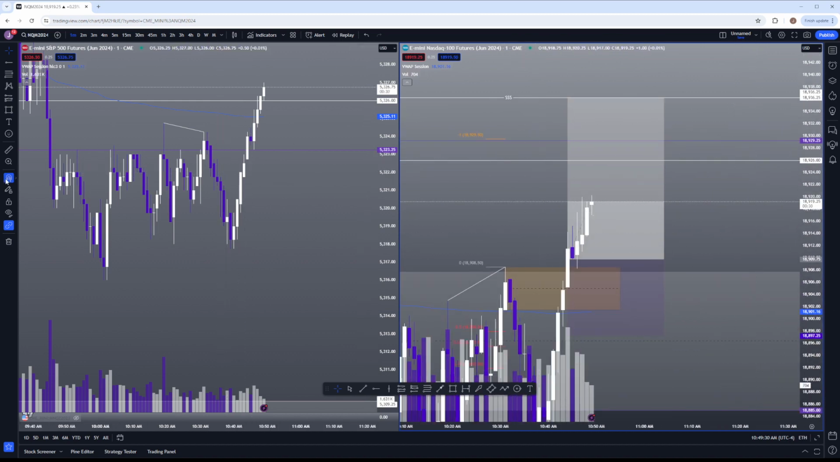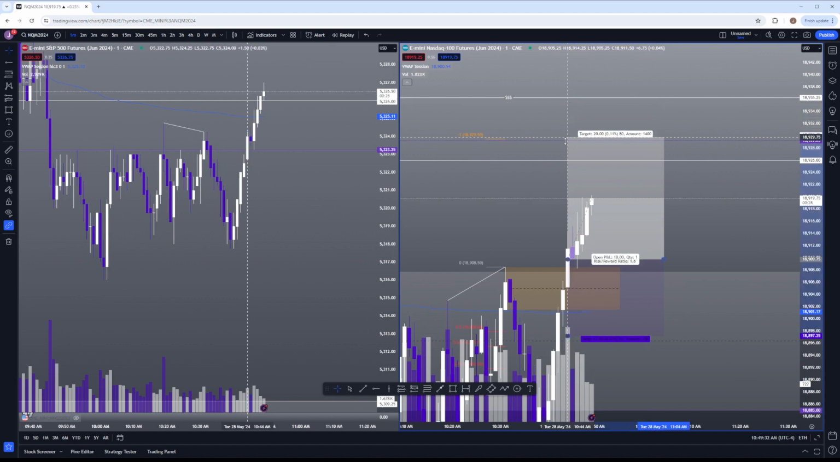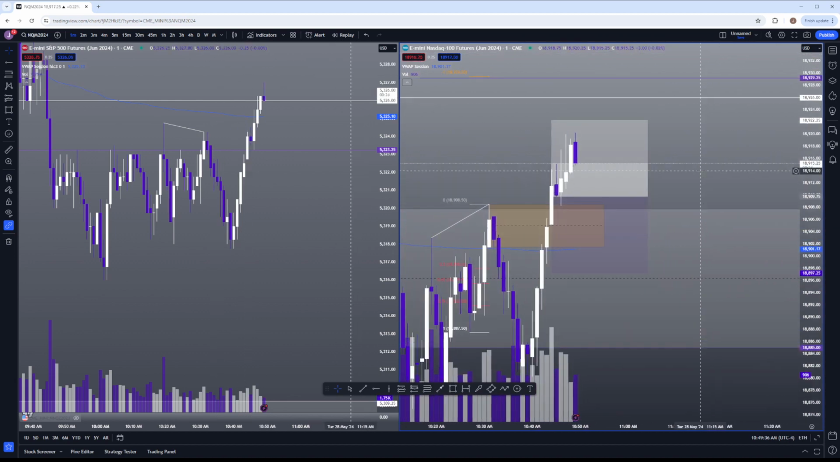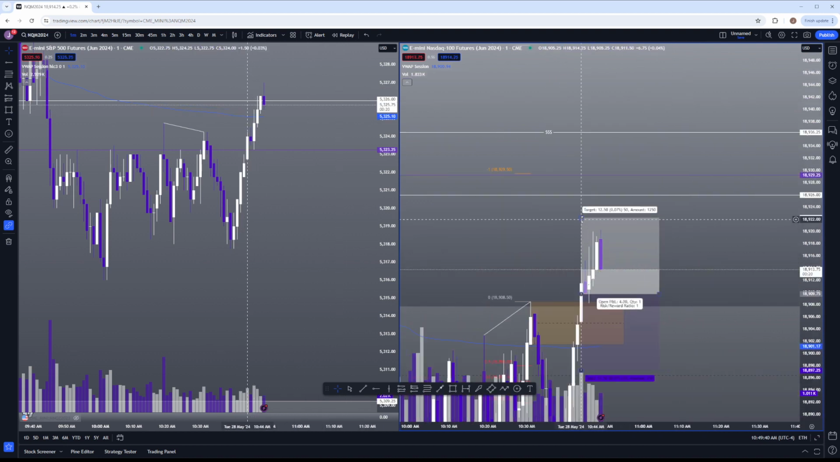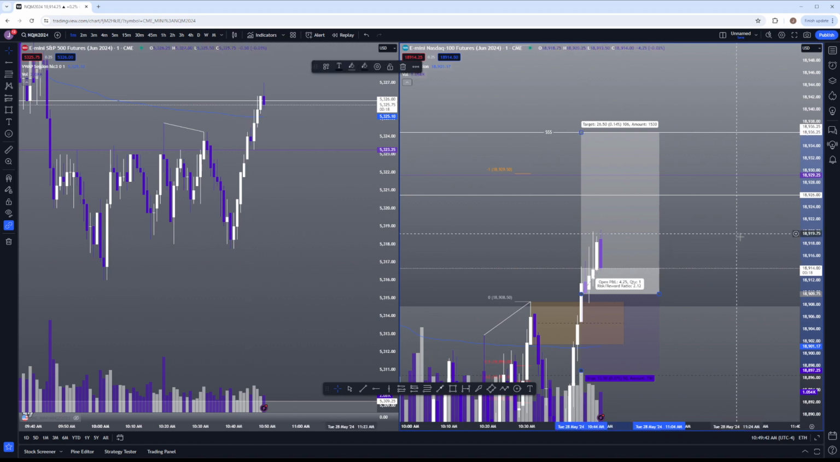Remember, you always have a few options on these trades. You can always look for a 1-to-1. Maybe that's 50 ticks, which we're almost at already. Maybe your stop is a little bit higher. Maybe you want to hold all the way up to that TP up top.